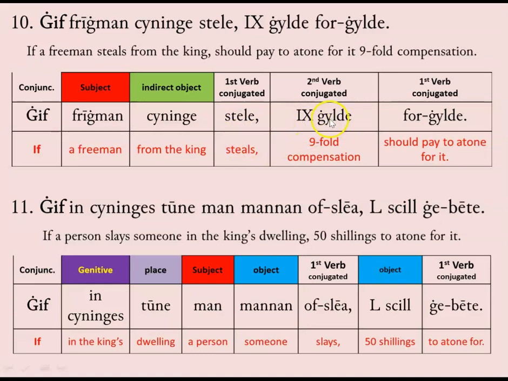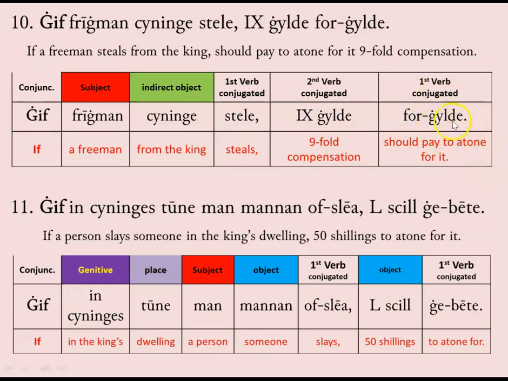Then this, by the way, this compensation, this is actually in the subjunctive. I haven't mentioned that, but these yulders here are in the subjunctive, okay. They're expressing an intention. It's not necessarily an established fact. It's an intention, an expectation, an expression of what's expected. So this verb is in the subjunctive. So is this one here, farulde. Now this one says ninefold compensation. This one says should pay to atone for it.